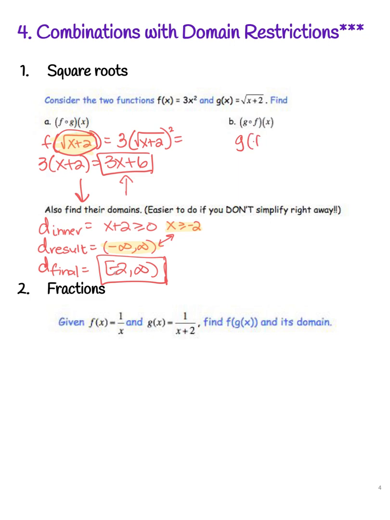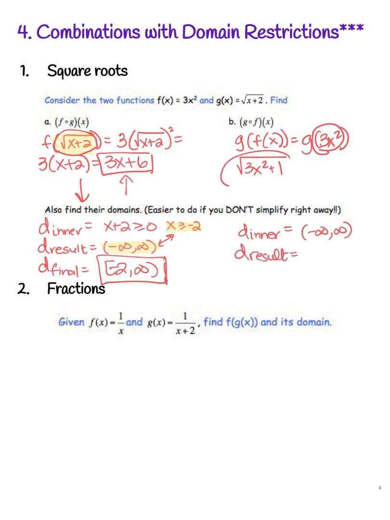So this is g of, this is the only thing that I was saying that I thought was a little bit harder. g of 3x squared. I'm going to put that into the g equation, and I get 3x squared plus 1. Okay, so what's the domain? Well, let's look at the domain of the innermost function, which in this case is 3x squared. That's just all reals.